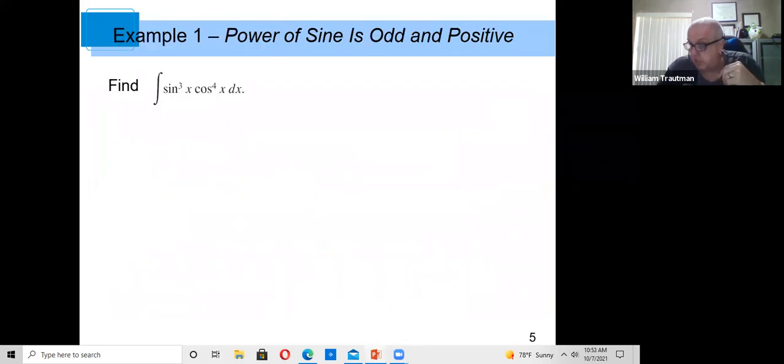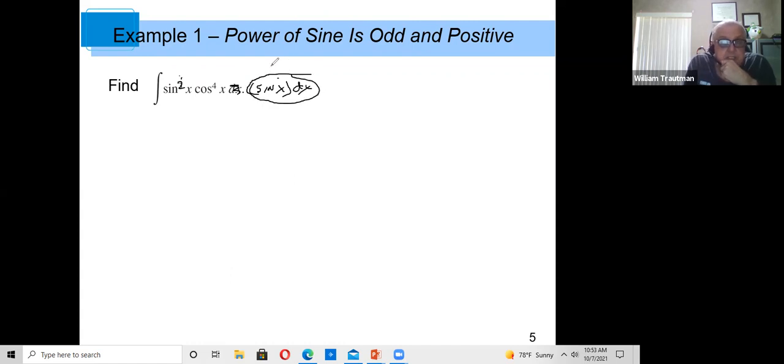So here we are looking, and if you notice, the power of the sine is odd. So we want to take one of these sines and put a sine x over here, dx. So now this is a 2. I just want to show you what you want to do. You want to take one of these sines. It's sine to the third power. If I take one of the sines out and use that as my du, then we're okay.